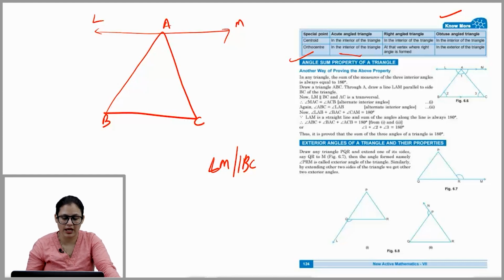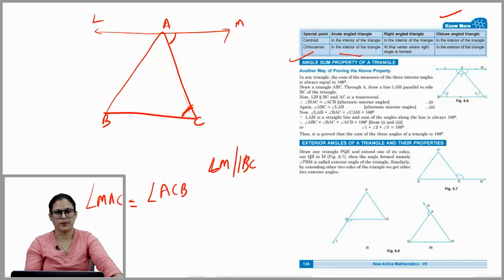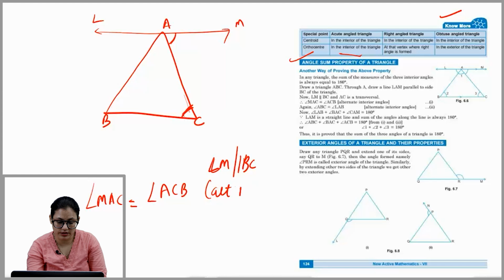Therefore, angle MAC, this angle, is equal to angle ACB, this angle. Why? The reason is alternate interior angles.